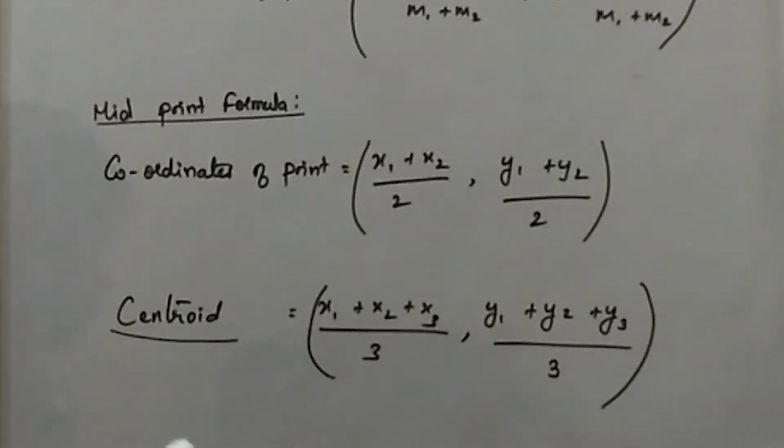Centroid. When three medians of a triangle intersect at a common point, that is called the centroid. To find the centroid: x1 plus x2 plus x3 upon 3, y1 plus y2 plus y3 upon 3.